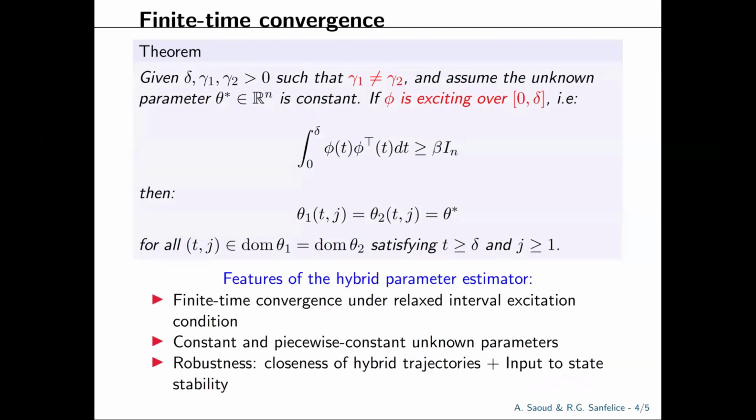So the main characteristics of our parameter estimator are the following. So first, it allows for finite time convergence and a relaxed interval excitation condition. Second, it makes it possible to deal with constant and piecewise constant unknown parameters. And finally, it is robust with respect to bounded time varying measurement noise.